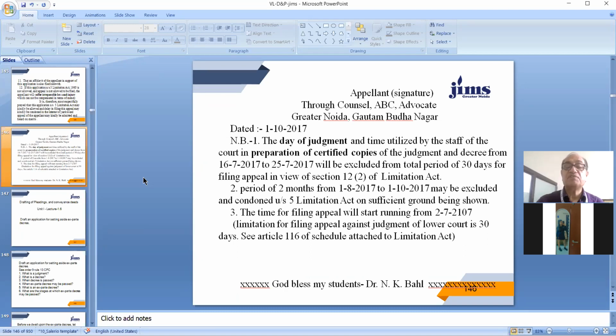And you know that limitation for filing appeal against judgment of the lower court is 30 days in accordance with article 116 of the schedule attached to Limitation Act. My dear students, why does the time for filing appeal start from the next day of the judgment? Because sometimes, say, the judgment was to be delivered on 1st July 2017 and it was delivered at 4:30 p.m. in the evening. So that day is already lost. So the period of limitation is to be calculated from the next date of passing of the judgment. So dear students, this is how we have drafted and understood the law relating to section 5 of Indian Limitation Act.